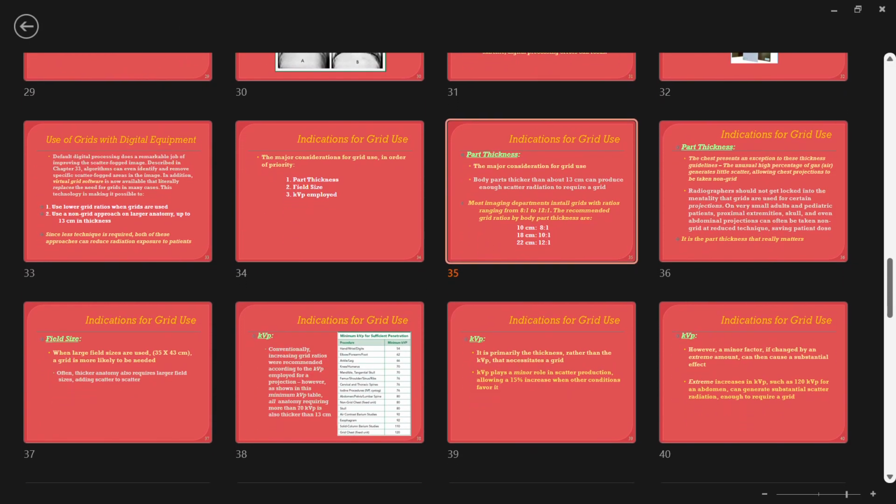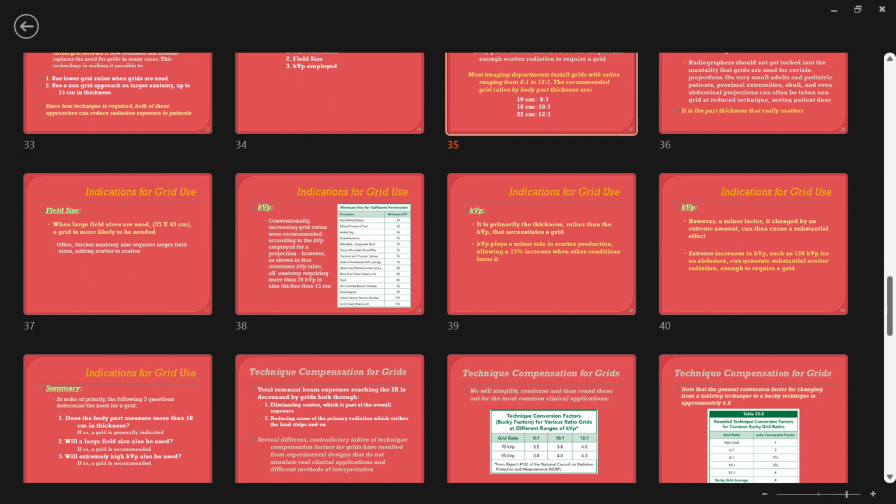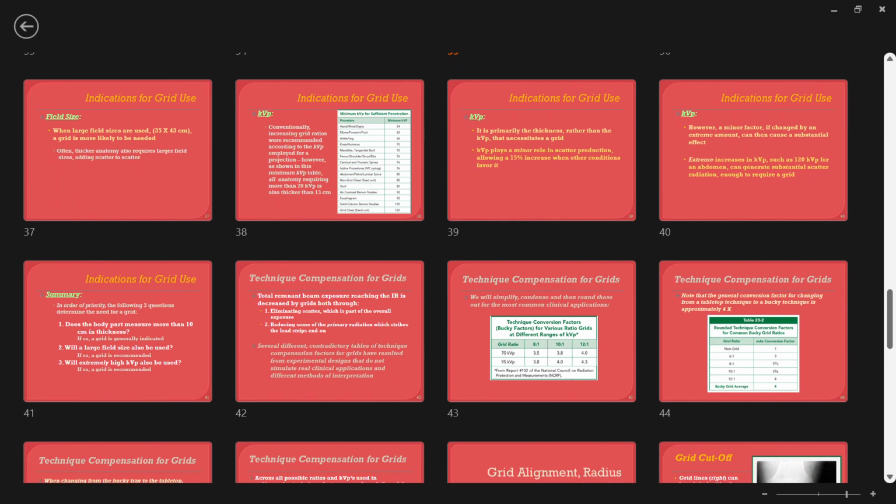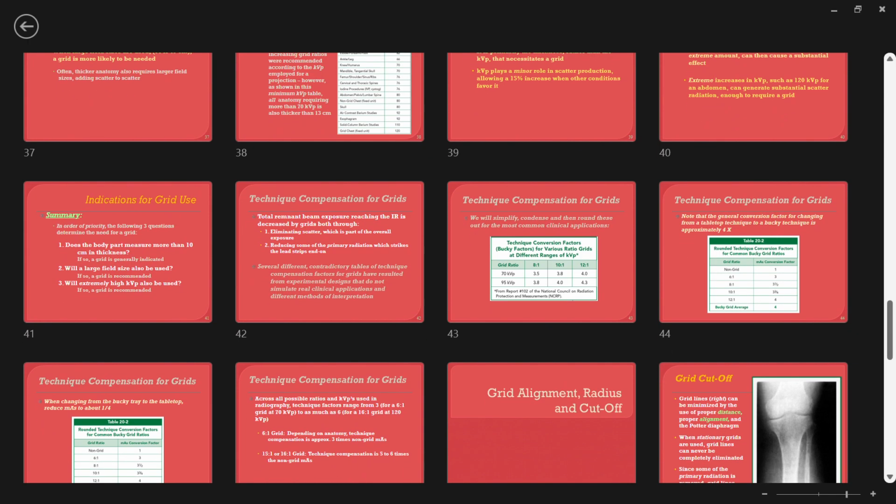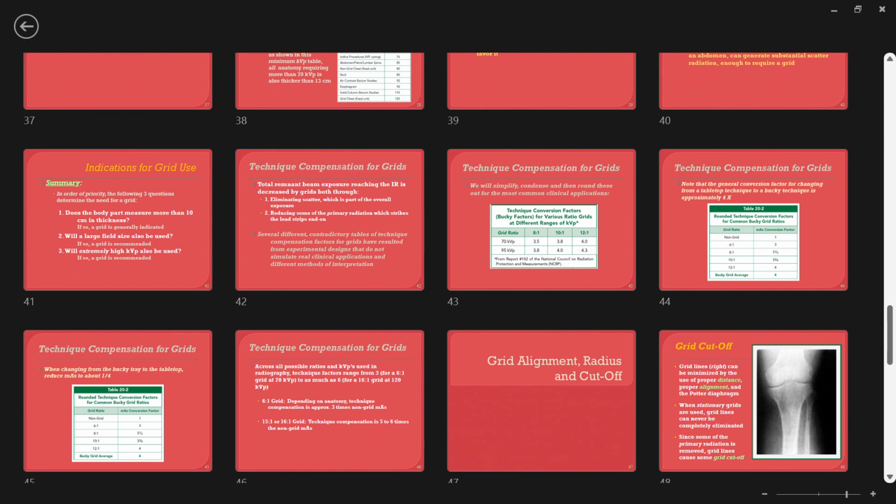Yes? Okay, so we have a grid in the table, we have a grid in the wall bucket, right? So we can't really change, we have what we have. Yes. So what do we do with these numbers? Oh, yeah, so I mean, we're just adjusting our kVp and our mAs?